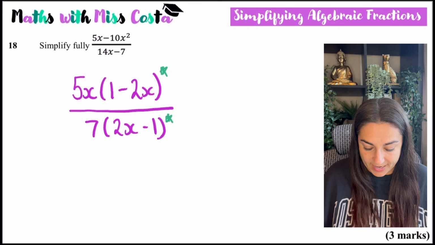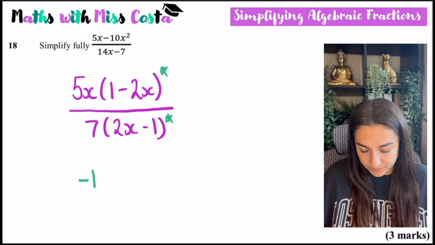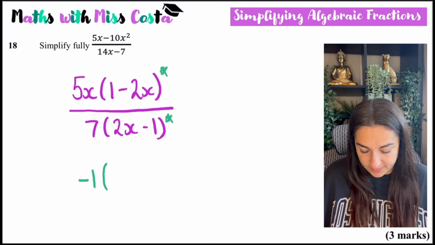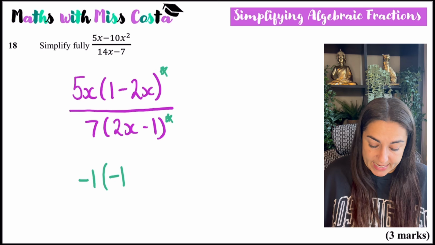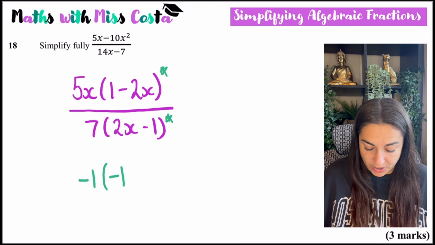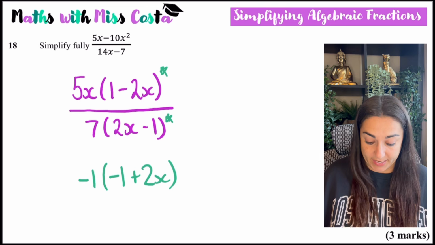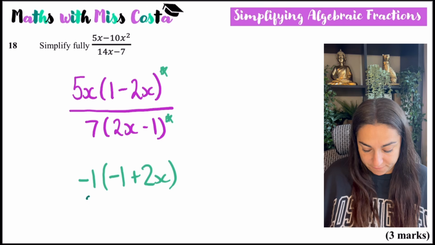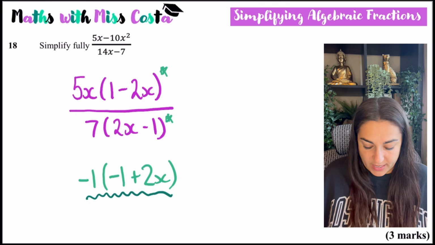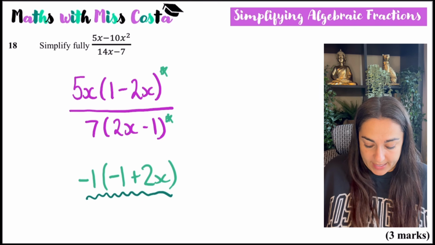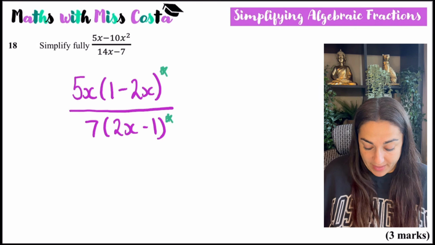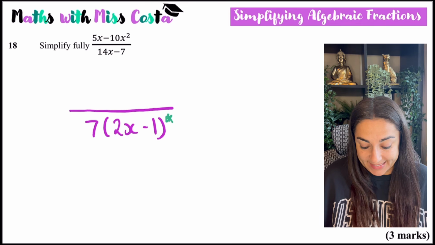So if I took out -1 outside this bracket, then this would have to become -1. And here, -1 times +2 gives me -2x. So I've just factorized out -1. Now, let's try and think about how that could relate to doing this a little bit differently.